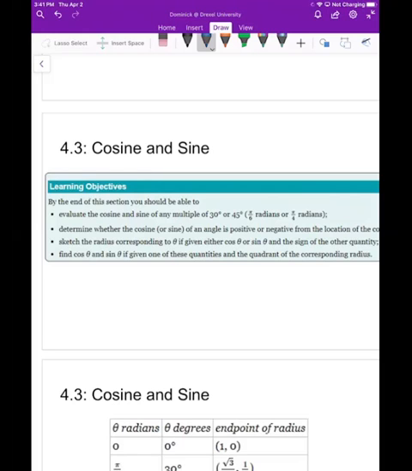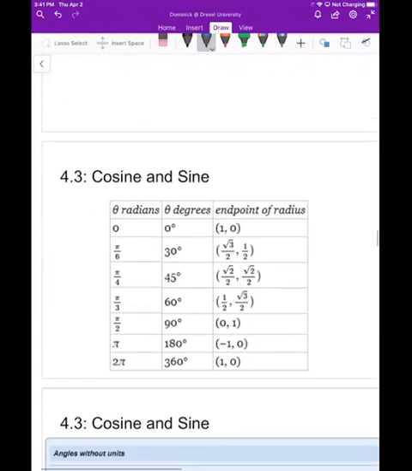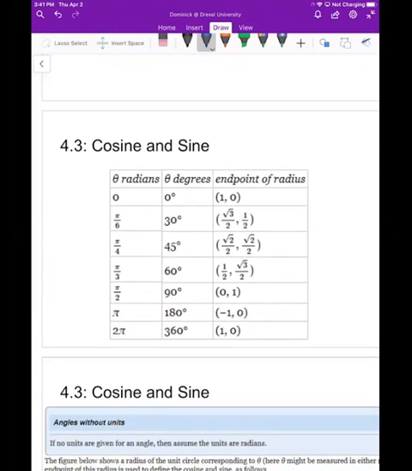And we'll talk about how you can find what the radius of an angle is when you're given either cosine or sine. And then we'll talk about finding cosine and sine if you're given one and the quadrant of where the radius is. Okay, so just as a refresher, we've talked about things so far where we're taking angles and we're looking at the corresponding endpoint of their radius on the unit circle. All right, and here's a couple examples of those.